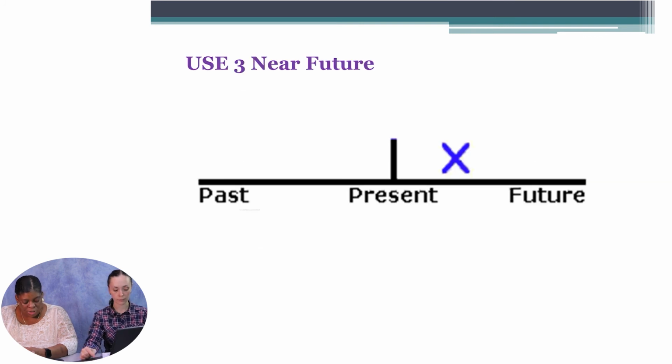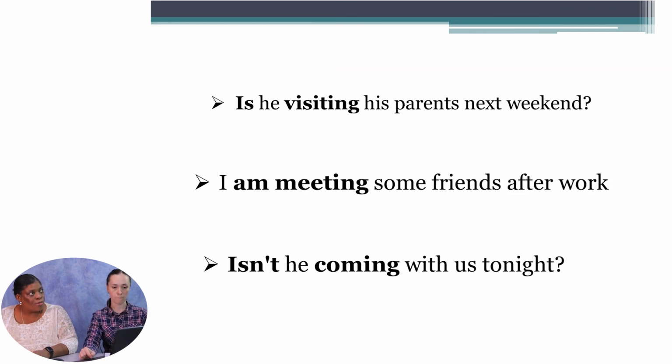The third use. Sometimes speakers use the present continuous to indicate that something will or will not happen in the near future. Let's take a look at a couple of examples. Is he visiting his parents next weekend? I am meeting some friends after work. Isn't he coming with us tonight?